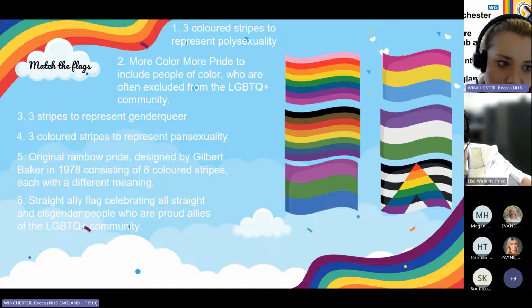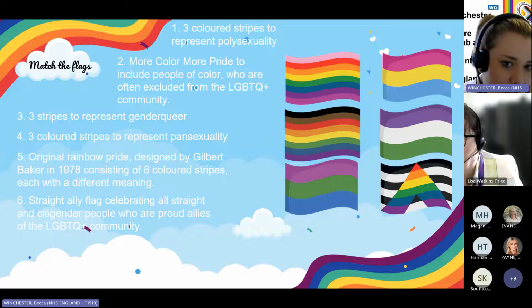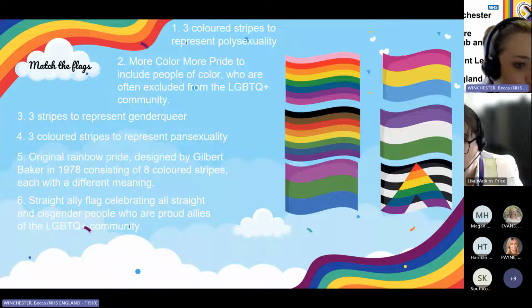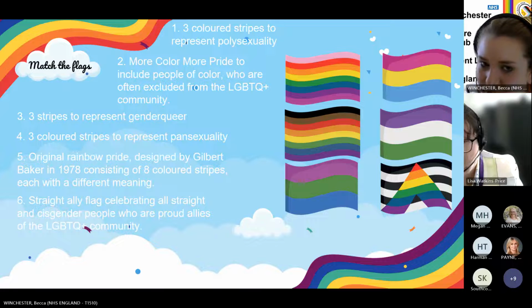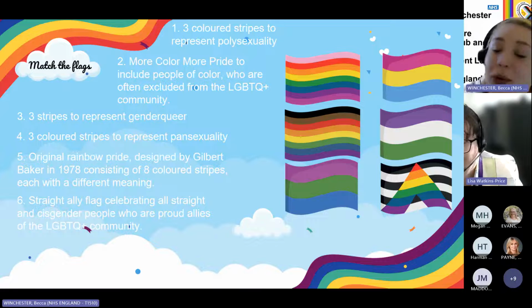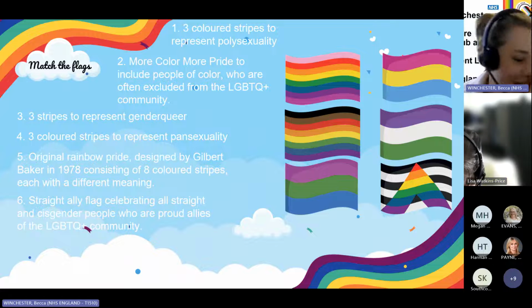And then we've got our number 6, which is the black and white stripes with the rainbow triangular shape in the middle. So that's the straight ally flag. That was the only one I got correct. Oh, well done. Well done for getting 1 correct.